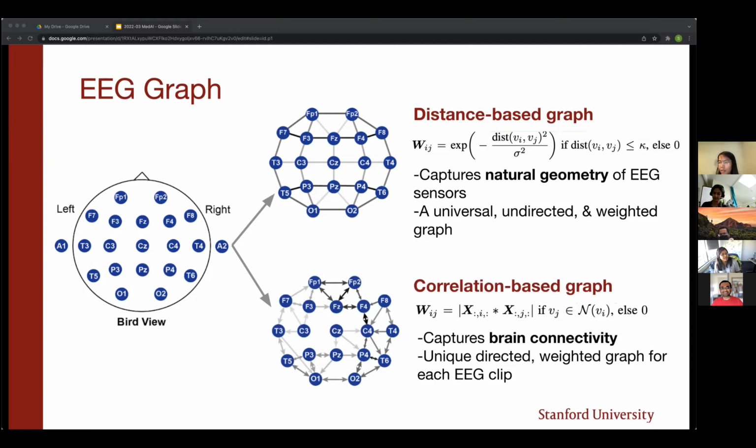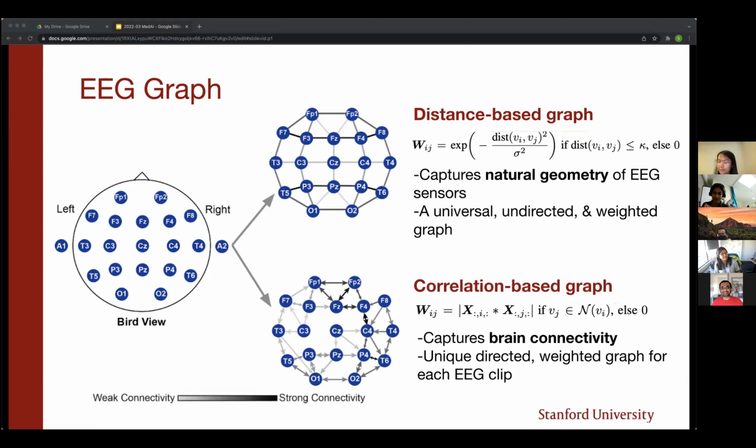And the second approach, the cross-correlation based approach, actually captures the underlying brain connectivity. Cross-correlation can be thought of as a proxy of the functional connectivity within the brain networks. And to introduce graph sparsity, we only keep the top K neighbors of each node. For this method, it results in a unique directed weighted graph for each EEG clip. So you can think of each EEG input as having one unique graph.